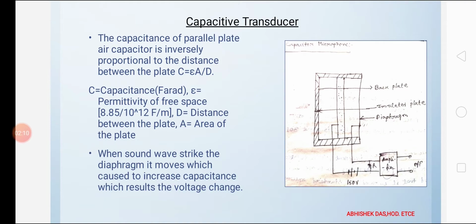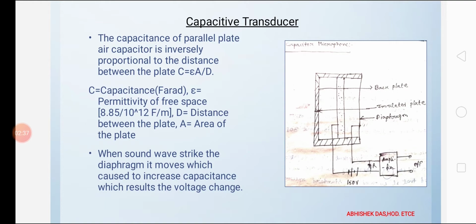Next one is the capacitive transducer. The principle of operation of the capacitive transducer is based upon the familiar equation for capacitance of the parallel plate capacitor. The equation is C equals epsilon A by D, where epsilon is the permittivity, D is the distance between the plates and A is the overlap area of the plates.